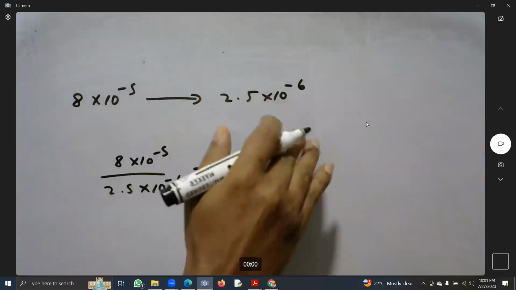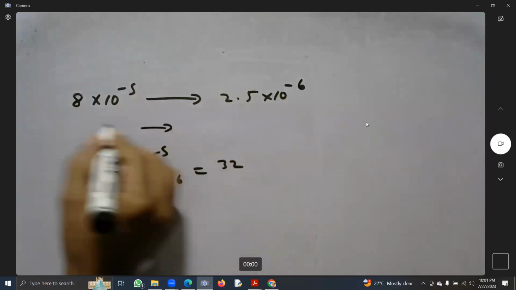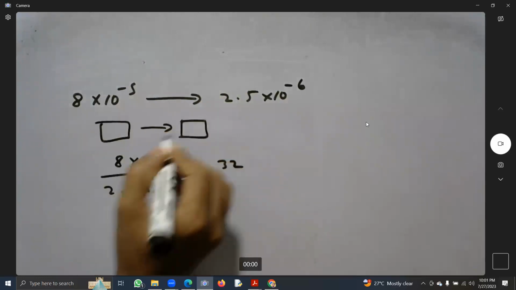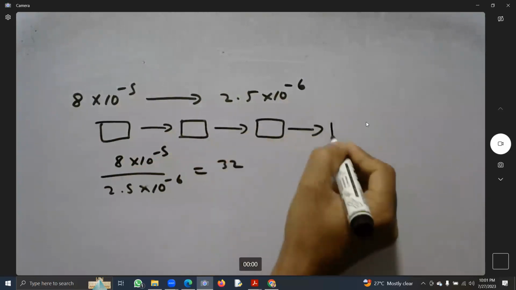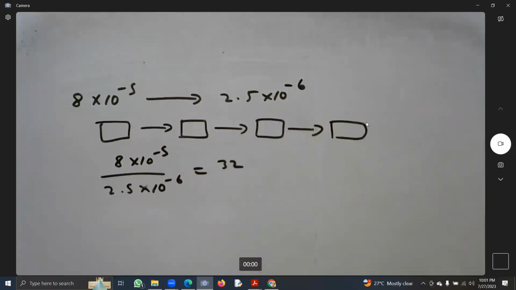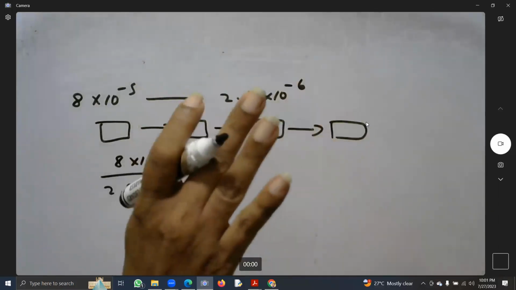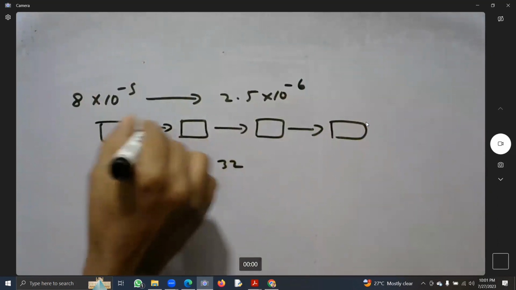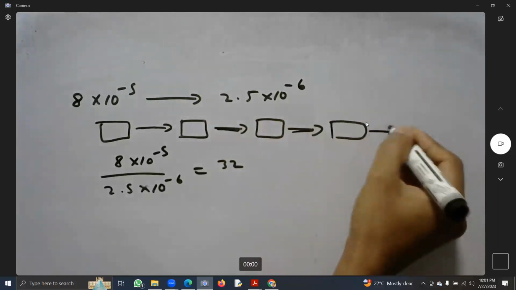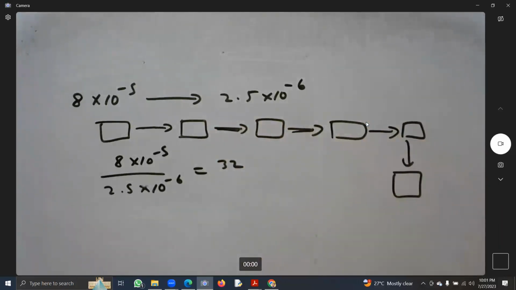Now this has dropped by 32 times. To drop by 32 times, how many arrows should there be? 5 arrows. Getting it? It should drop 5 times. I'm not telling the half-life, I'm telling how many half-lives, how many times this should happen: 1, 2, 3, 4, 5 times. So how did we know it's 5 times?